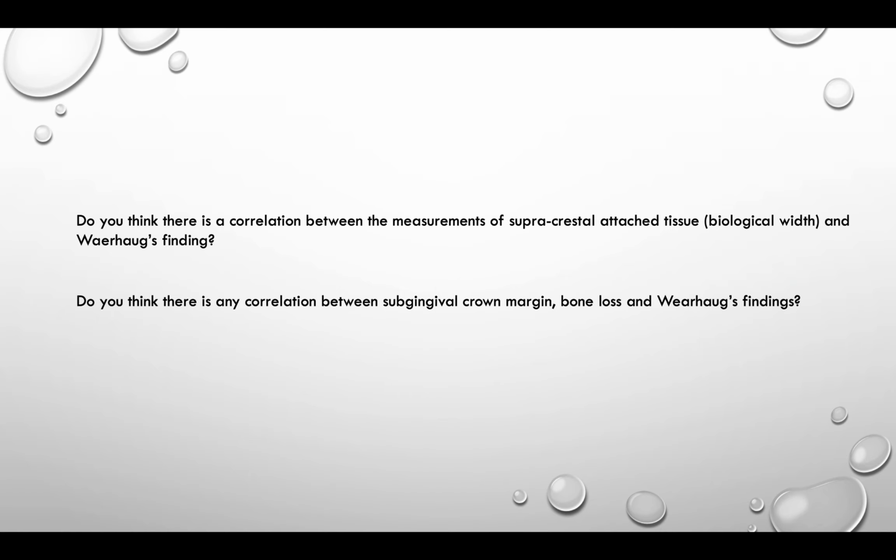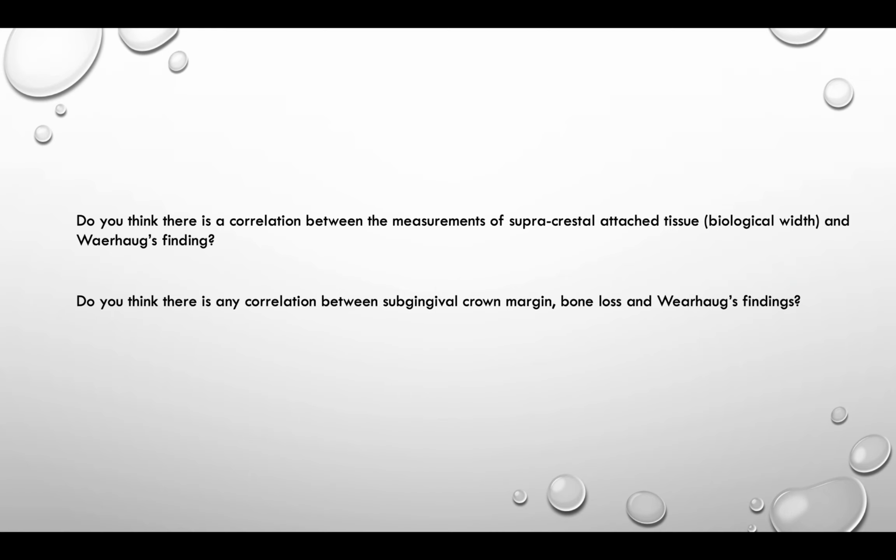We don't exactly correlate them. We talk about supracrestal attached tissue as how nature is going to respond, the distance between the CEJ and the crest of the bone, and there's no clear connection where we say the bacterial plaque is the reason for the measurements of biological width. So I want you to think and try to connect these two. Do you think there is a correlation between these two?